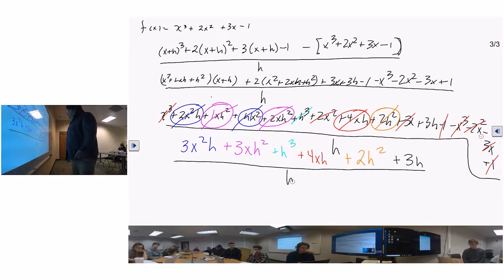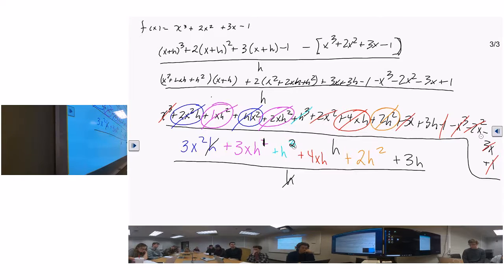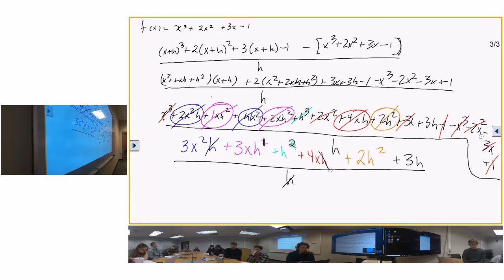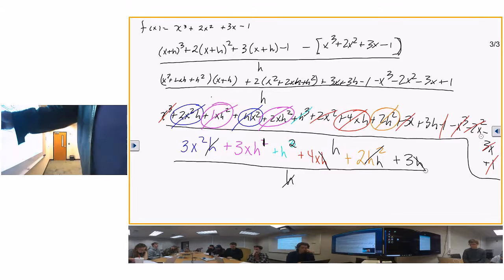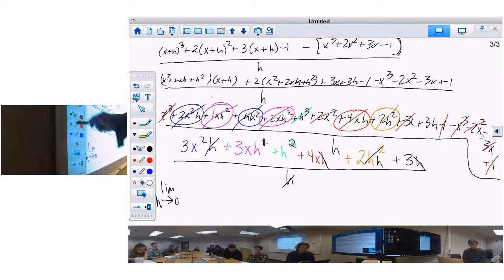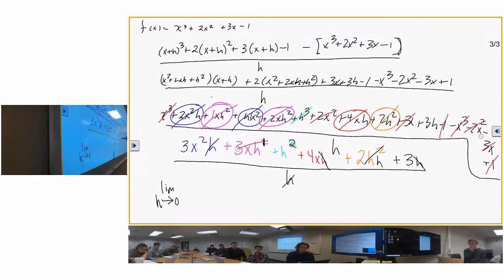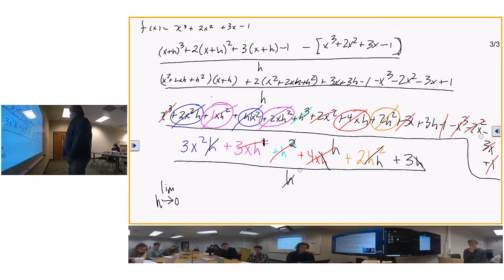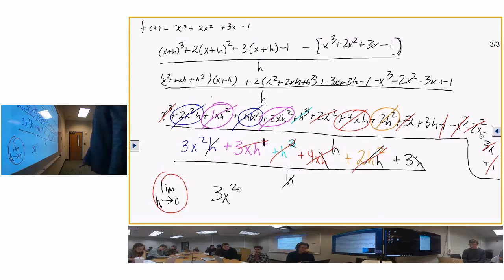over h. And that's going to cancel that out. It's going to cancel that out to a 1. It's going to cancel that out to a 2. It's going to cancel that out. It's going to cancel that out to an h. And it's going to cancel that out. So that leaves me with limit as h approaches 0. Let's go ahead and knock out our h's. Well, that's going to be knocked out. That's going to be knocked out. That's going to be knocked out. And that's going to be knocked out. So as we do the limit and knock those out, we're left with 3x squared plus 2 plus 3 plus 3.